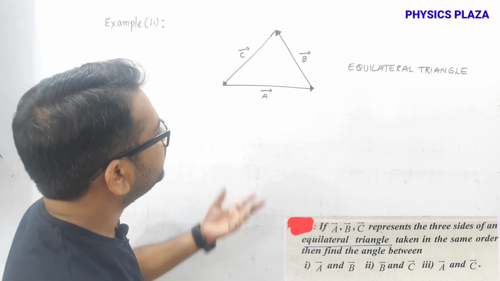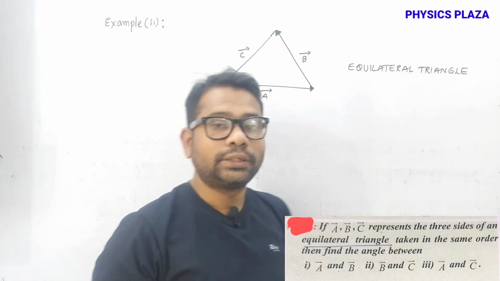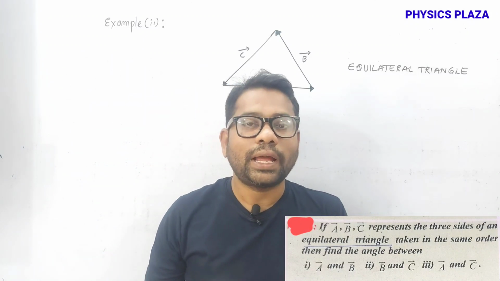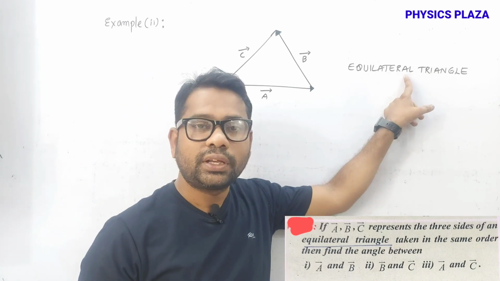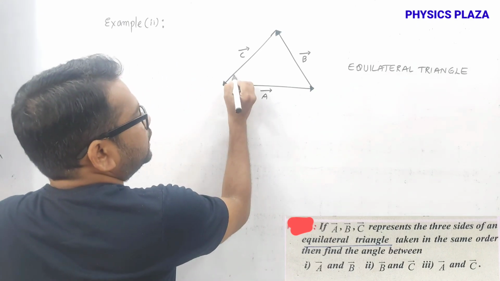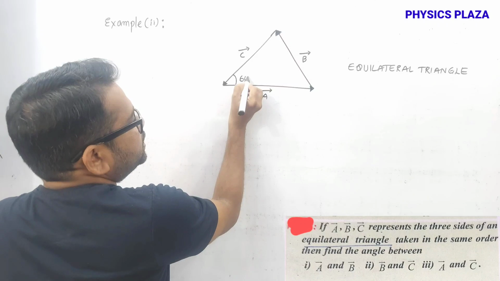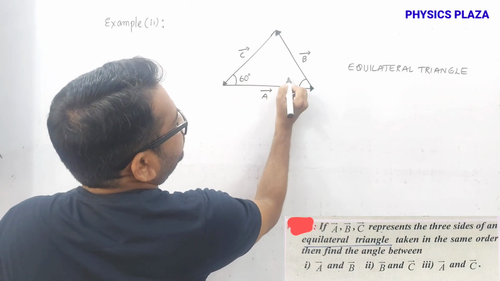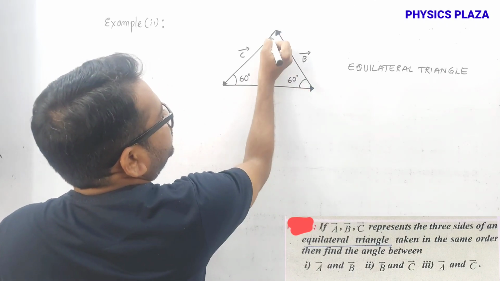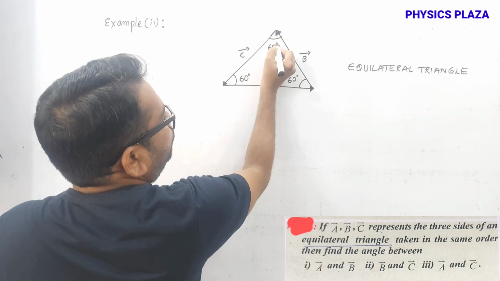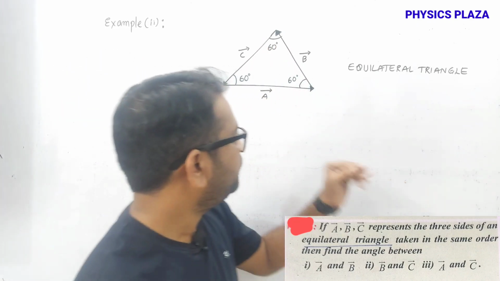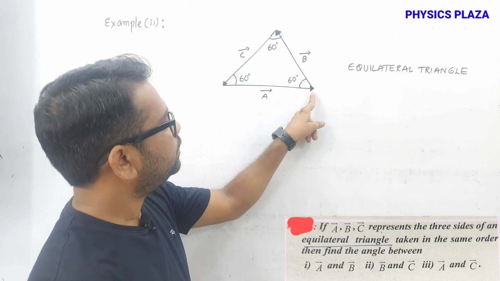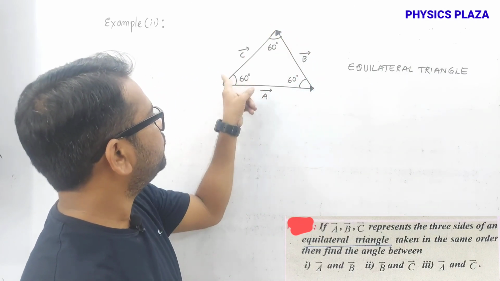You may get one doubt: sir, not even one angle is given, so how can we take the angle between the vectors? Children, the clue is given by the equilateral triangle, which means all the angles inside will be 60 degrees, this 60, this also 60. Now, what we have to do is check whether their tails are meeting or heads are meeting. But if you look at AB, one head, one tail; one head, one tail; one head, one tail.